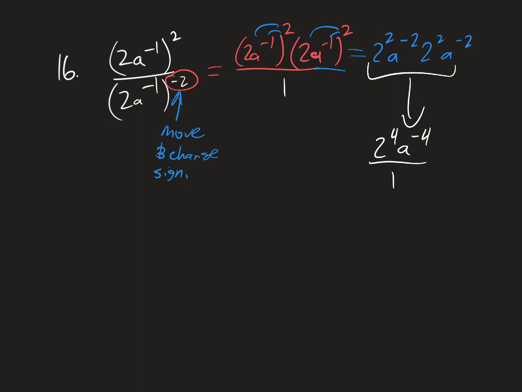Okay, and I'm going to go ahead and move this a. Same way, let's move it to the bottom and change it to a positive 4. And then finally, now I'll compute what 2 to the 4th is. So 2 to the 4th power is 16 over a to the 4th. And that's my fully simplified form, right? So remember, you can change the sign of the exponent and move it to the opposite side of the fraction bar.